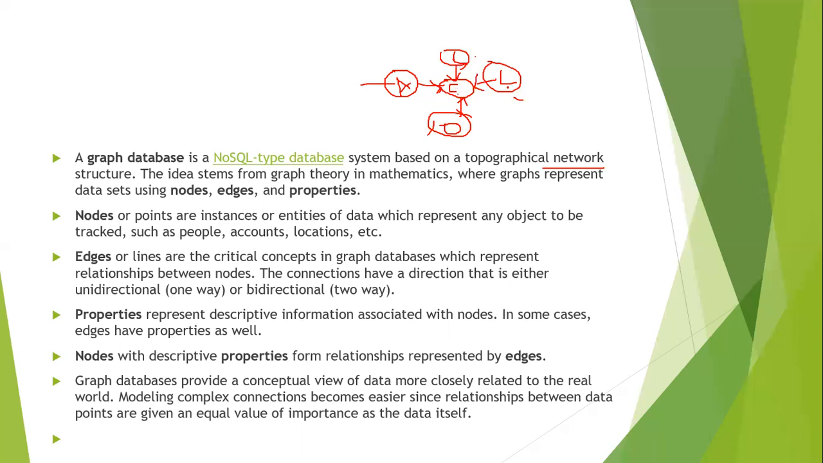What property it has, what property it has. So college properties were there: college name, college address, college location. Lecturer: lecturer number, lecturer name, lecturer subject. All these are the different properties of the nodes. Nodes with the descriptive properties form the relationships represented by edges, as we discussed that.